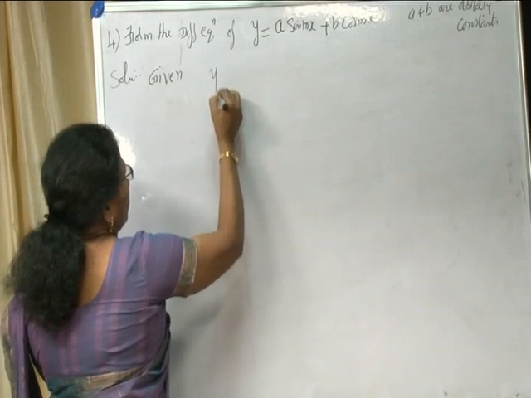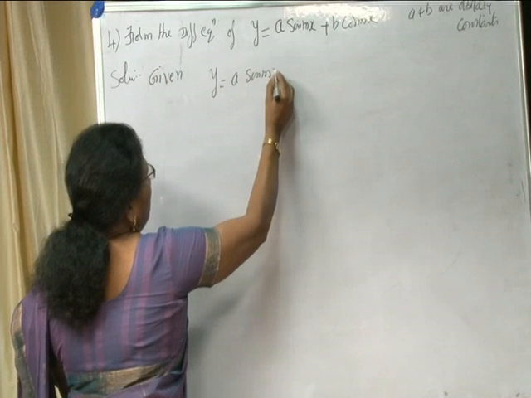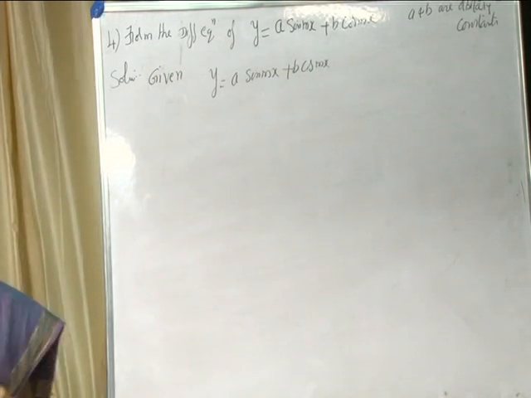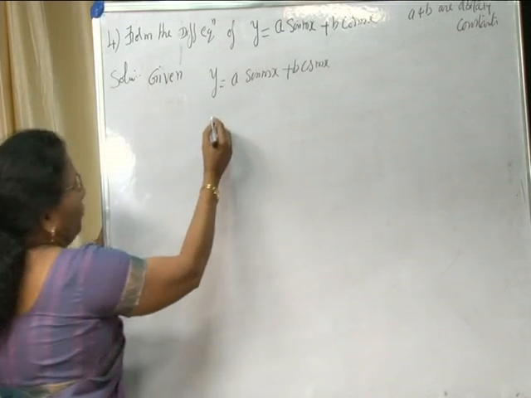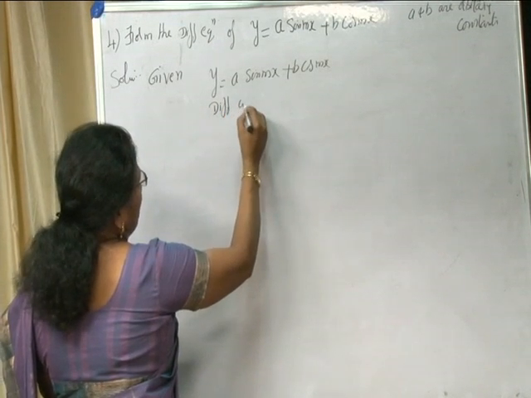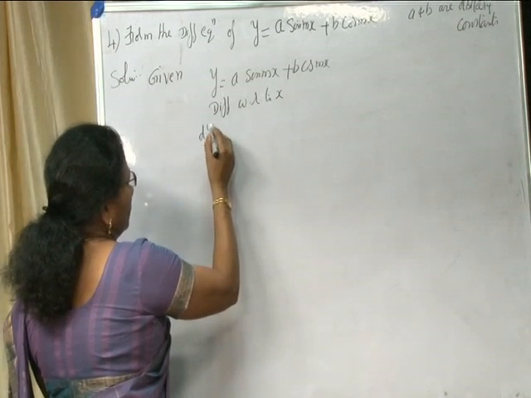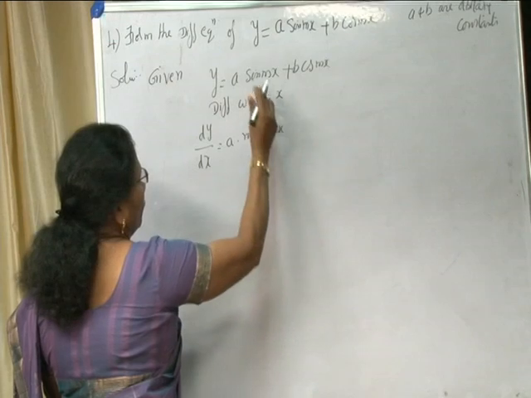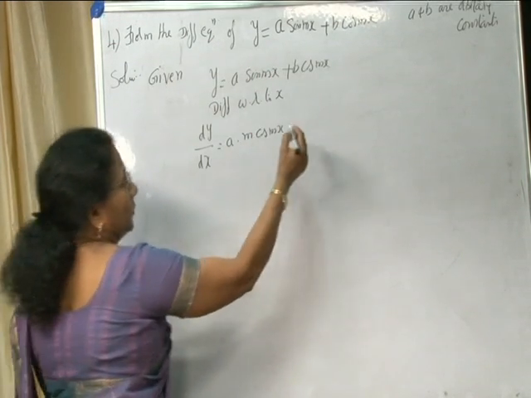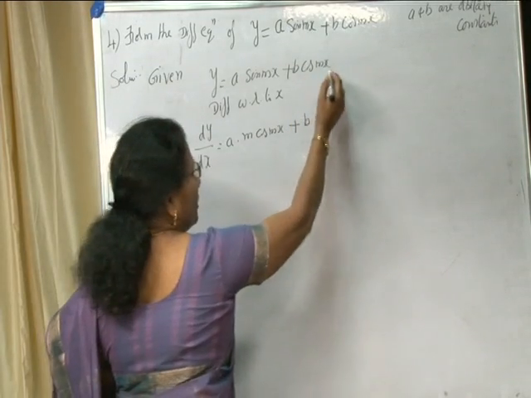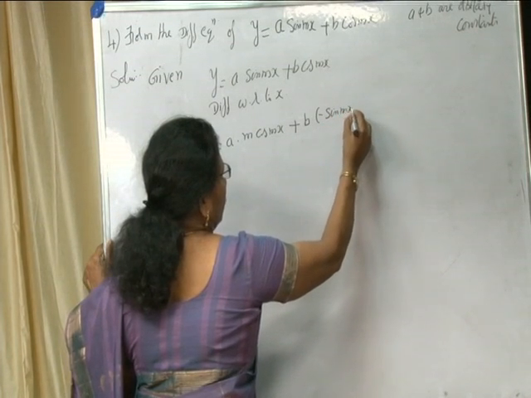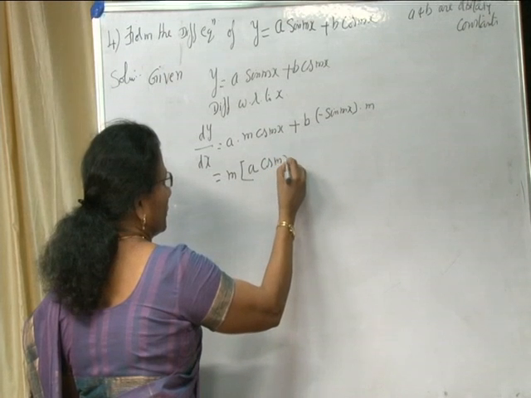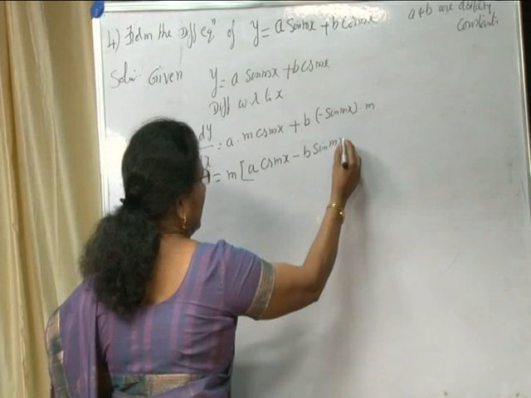Solution. Given y is equal to a into sin mx plus b into cos mx. Again two arbitrary constants are there, so we have to differentiate twice. Differentiate with respect to x. dy by dx is a m cos mx. For sin you will get cos, for mx you will get m, plus b coefficient, write as it is, cos mx gives minus sin mx, for mx we will get m. This is equal to, m is common, I will take outside, a cos mx minus b sin mx.